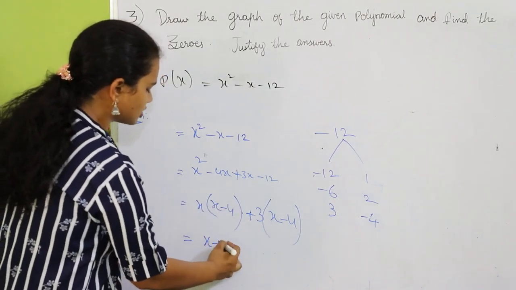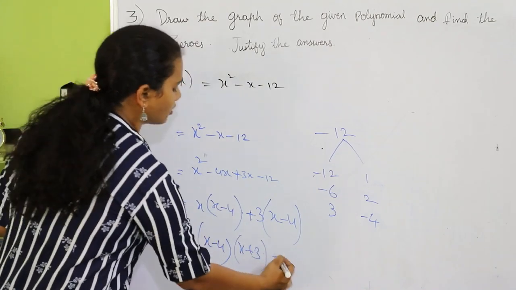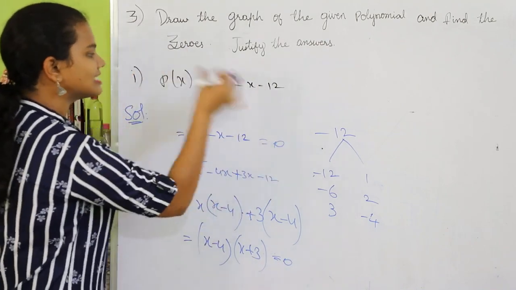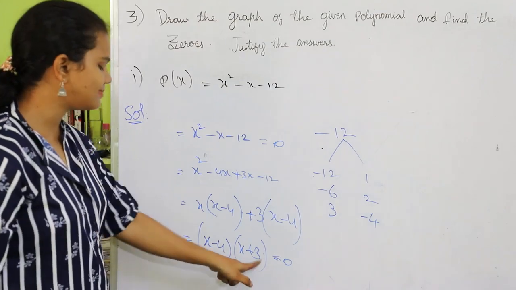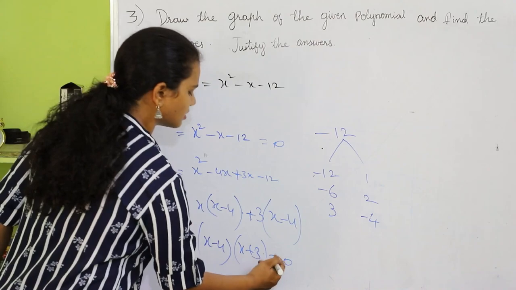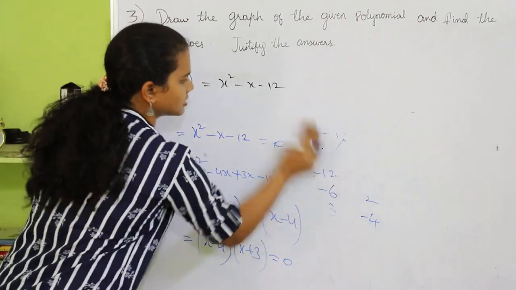So now here x minus 4 into x plus 3. Now what to do? Equate this with 0. I have said before, firstly equate the equation with 0. So x minus 4 times x plus 3, equate this with 0. Then what happens?